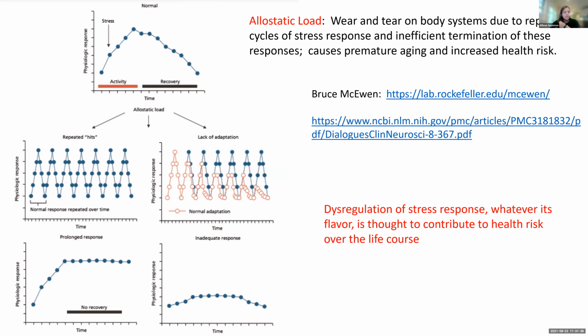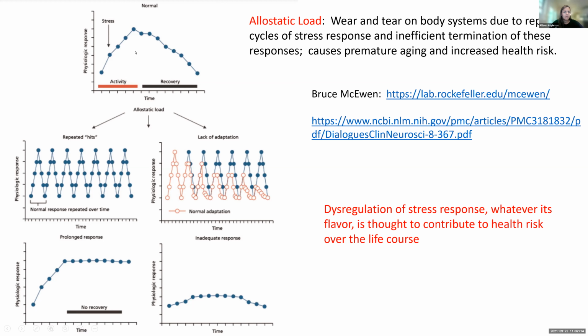Now, there's also the concept of allostatic load that helps us understand why this lack of termination of the stress response can lead to poor health. So allostatic load is defined as wear and tear on body systems due to repeated cycles of stress response and the inefficient termination of these responses. And in turn, we see this relationship with premature aging and increased health risk. This idea was first introduced and popularized by Bruce McEwen, and there's some resources here to read more about this idea. But basically, it's showing how dysregulation of the stress response can contribute to this wear and tear idea.